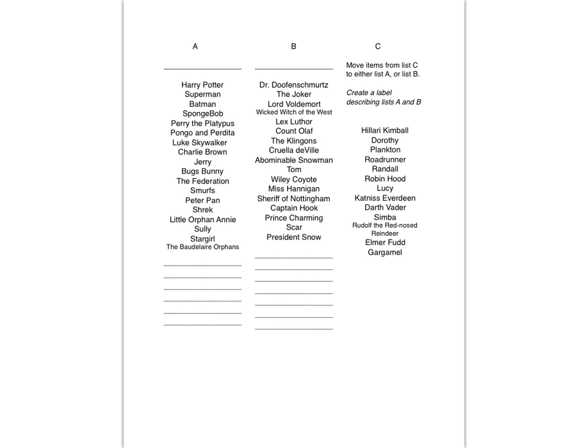So you have column A: Harry Potter, Superman, Batman, SpongeBob, Perry the Platypus, Pongo and Perdita, Luke Skywalker, Charlie Brown, Jerry, Bugs Bunny, The Federation, Smurfs, Peter Pan, Shrek, Little Orphan Annie, Sully, Stargirl, and the Baudelaire Orphans. So your job is to figure out what all of those characters have in common and give it a label.